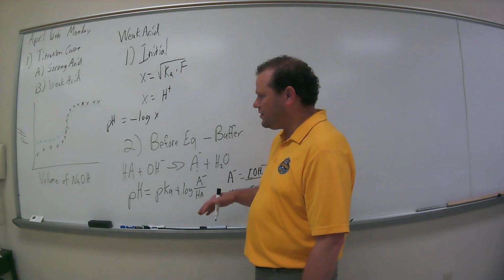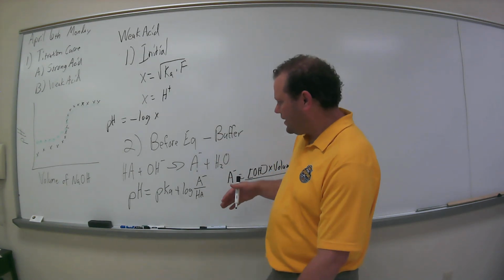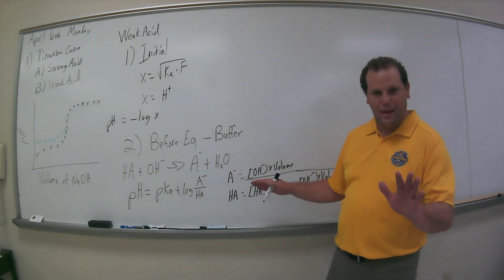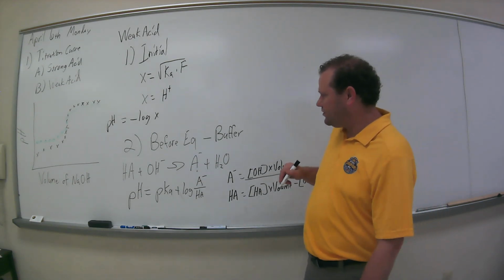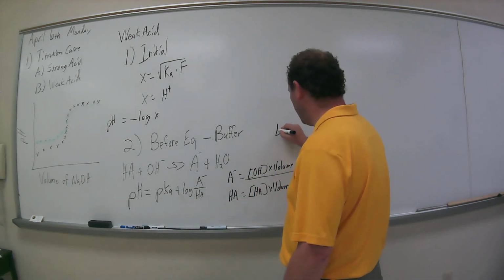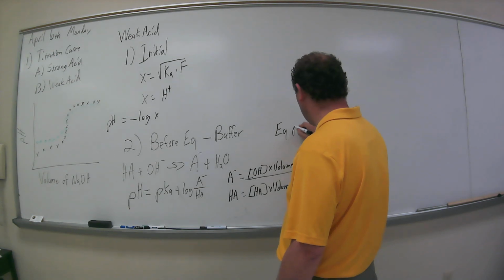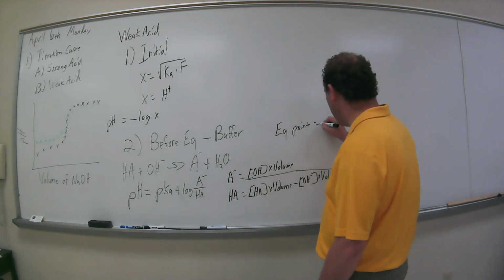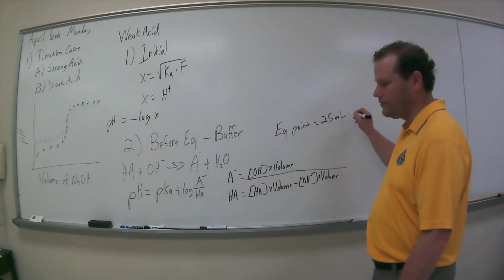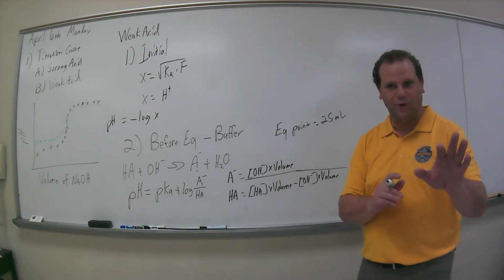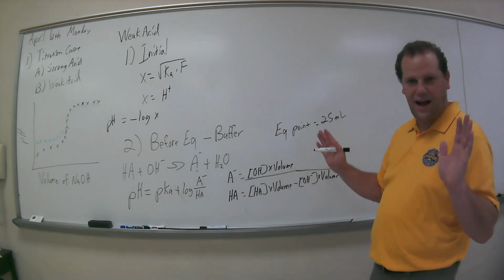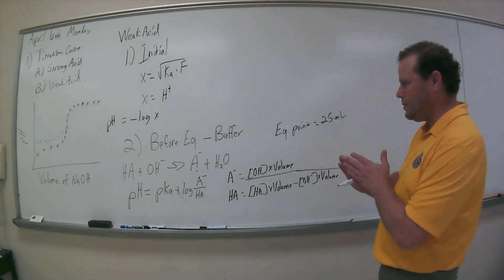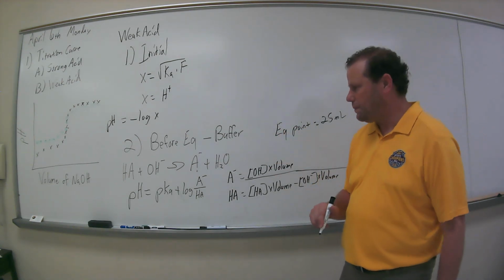Okay, so let's say you started with 25 milliliters of your acid, same concentration. Then you know that your equivalence point is going to be at 25 milliliters. That's just for this example. It could be 50. That's if the concentrations are the same, you get to the same number of moles. That's the equivalence point.